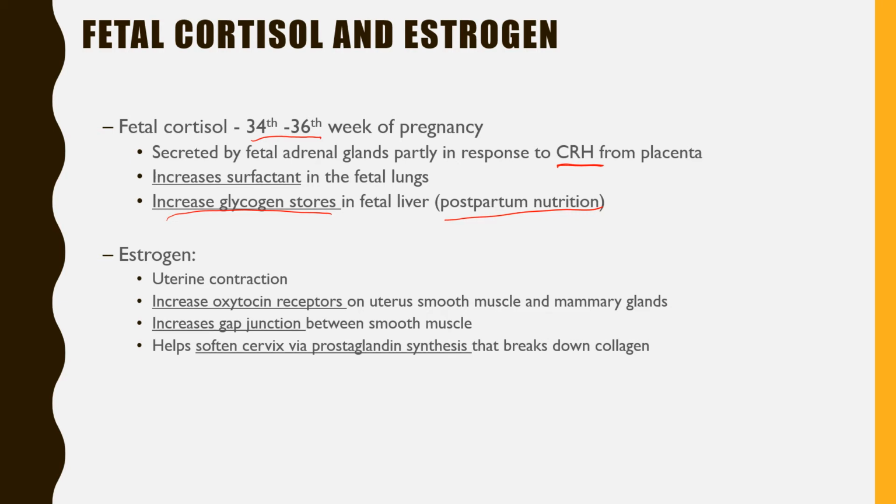Now, estrogen, as it's increasing, is going to increase uterine contractions and increase oxytocin receptors on the smooth muscles. It also increases them on the mammary glands, the breast tissue, where oxytocin's role is to cause contraction of the glands to release the milk when the baby is suckling. Estrogen also increases gap junctions between the smooth muscles, which increases excitability and coordination between them. And again, it helps to soften the cervix with prostaglandin synthesis that breaks down that collagen we were talking about before.